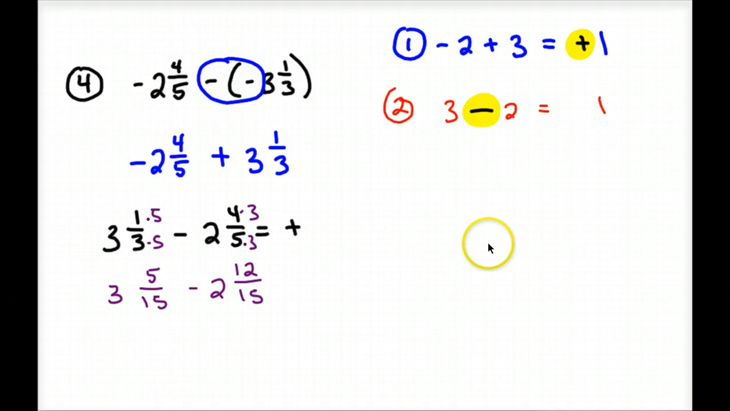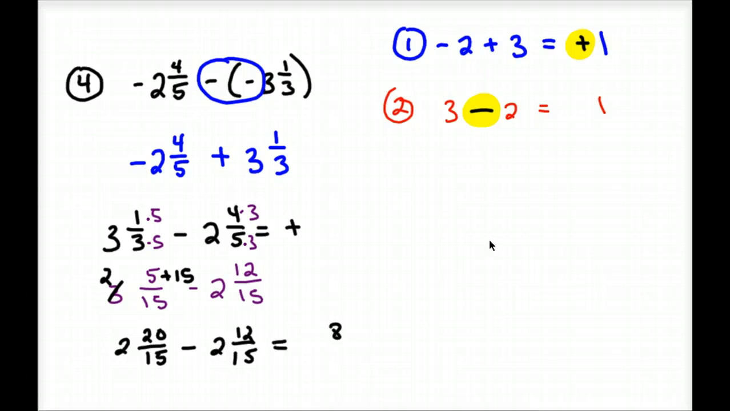Again, we have to borrow from the 3, cross them out, make them a 2, and add 15 to the 5, which now gives me 2 and 20/15 minus 2 and 12/15. Again, we're going to subtract fractions first. 20 minus 12, we get 8 over 15. Since my sign is positive, I am done.